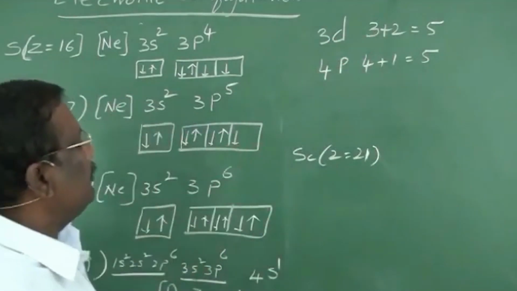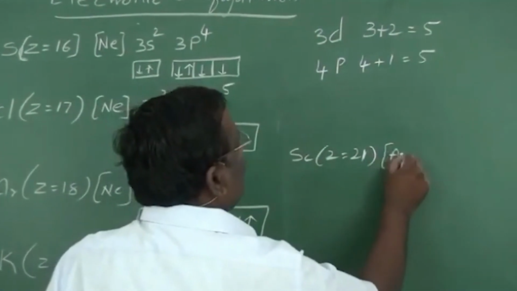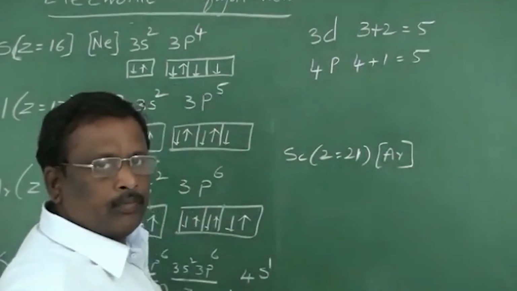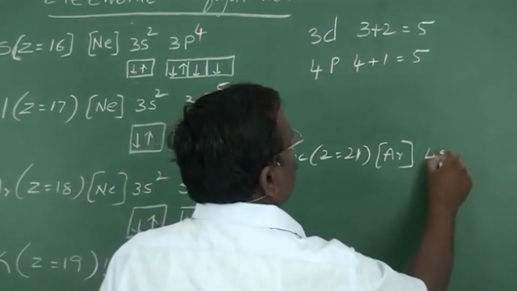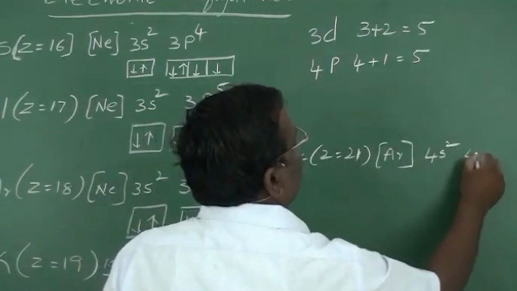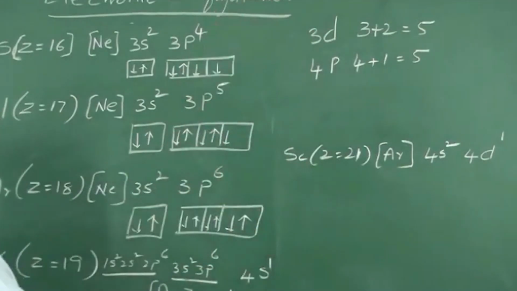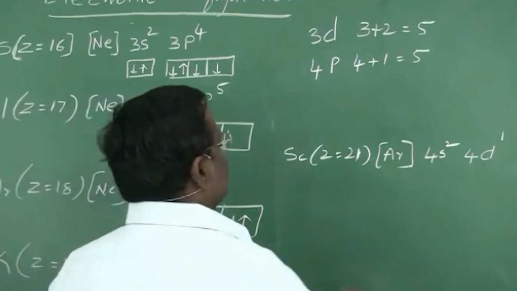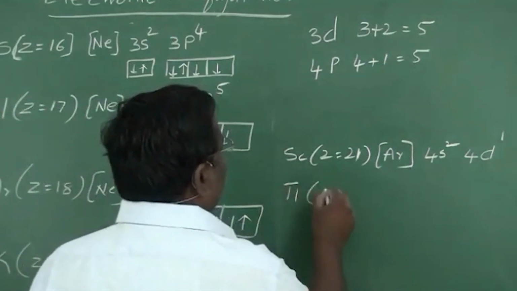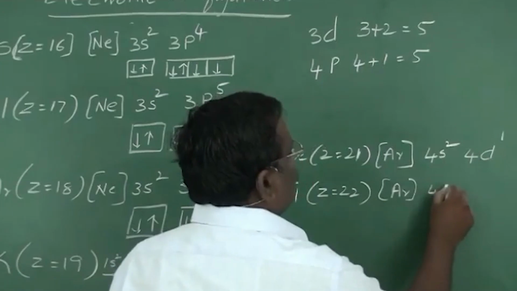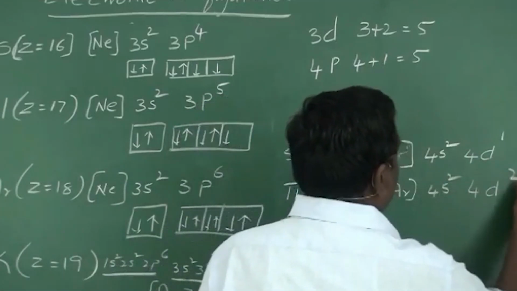So in scandium, up to argon, the 18 electrons' configuration is the same. The next 2 electrons will enter into 4s2 and the 21st electron will enter into 3d1. And in the next 10 elements, the d orbital will gradually fill up. That is the electronic configuration. Scandium, then titanium, Z is equal to 22. Argon 4s2, 3d2.